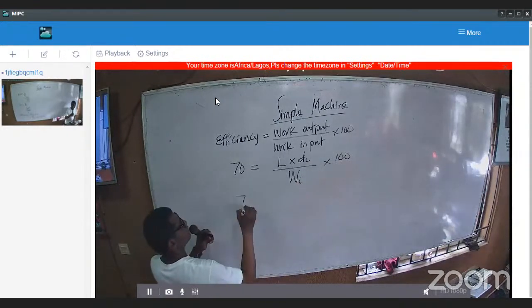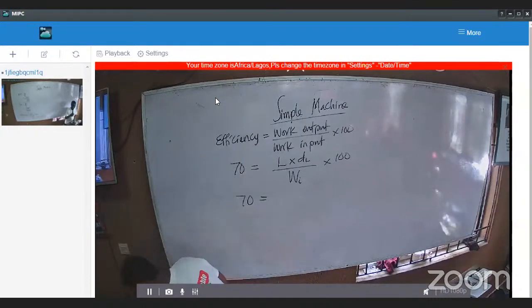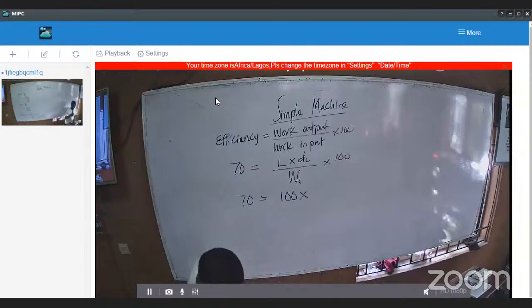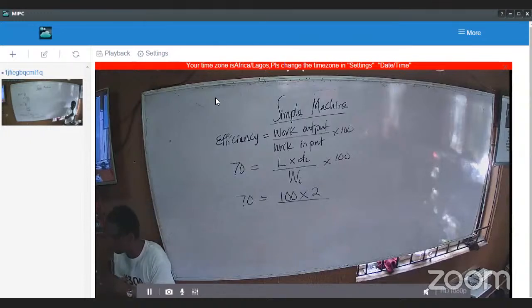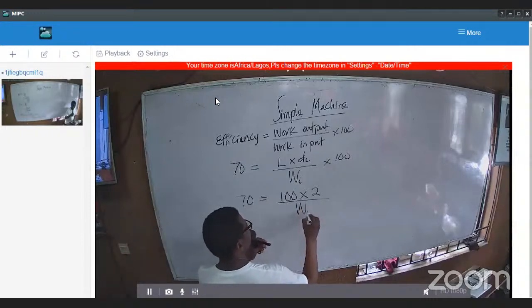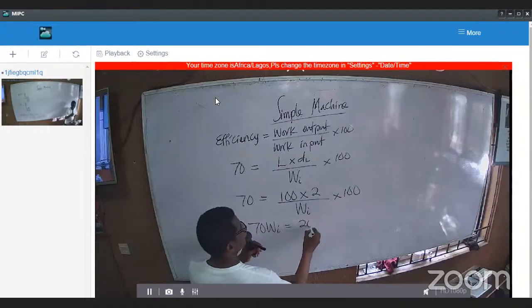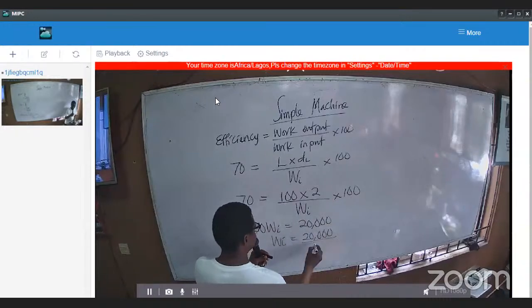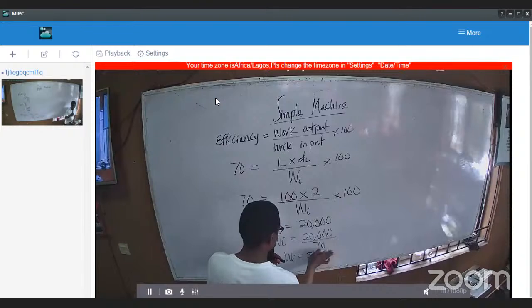So you have 70. What's the load we are given? How many newtons will be 10 kilograms? That will be 100 newtons. Are we given load distance? How many meters? 2 meters. Don't forget to convert the load to newtons before you use it. Then we have work input. That's 100. We're going to have 70 Wi equals 20,000, right? So work input will now be 20,000 all over 70. Calculator, what do you get? 285.7 joules.